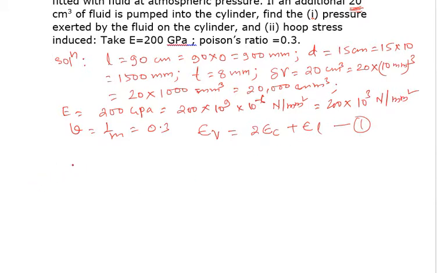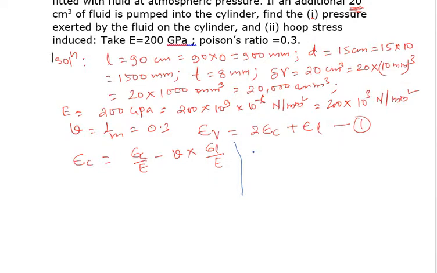We know that epsilon C is equal to sigma C by E minus mu, that is Poisson's ratio, into sigma L by E, correct? So we have to calculate sigma C. So what is the value of sigma C? First we have to calculate sigma C.